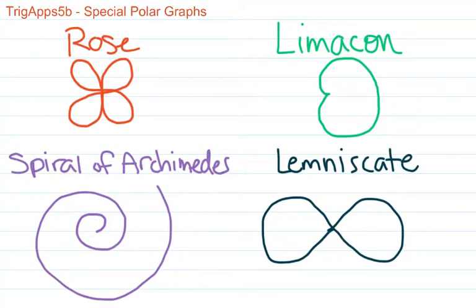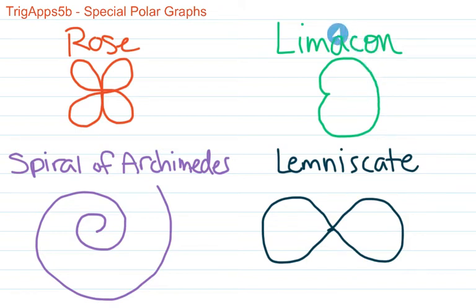Welcome to another lesson on polar graphs, one of the most amazing topics in the world. You see a picture of 4 polar graphs in front of you. We have the rose curve, which could be 2 petals or 3 petals or 4 petals or even 1 petal. It looks a little bit different.